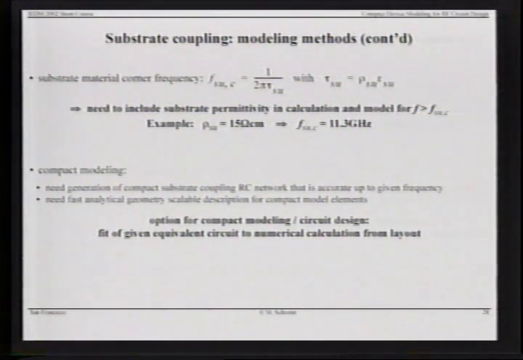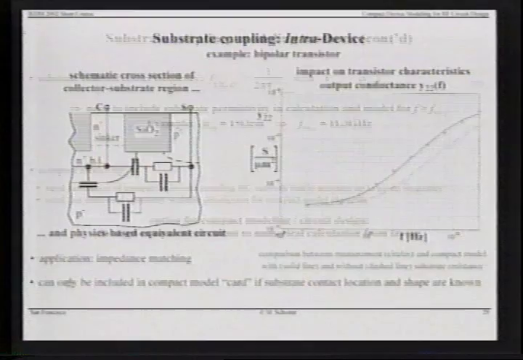As I said, in compact modeling, we don't have a compact analytical form. So what people usually do is solve the problem numerically with some numerical simulator and then fit a given set of equivalent circuits to those numerical solutions. And of course, that tells you that this approach is not very flexible because it takes time to generate those solutions. It's not very flexible if a designer wants to change the layout.